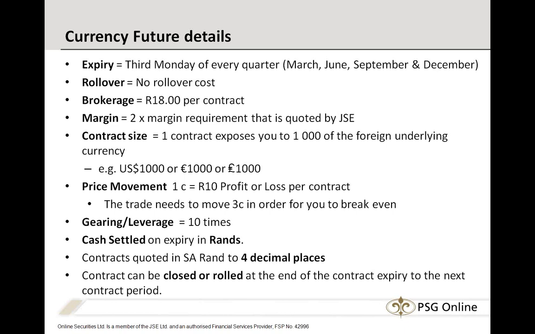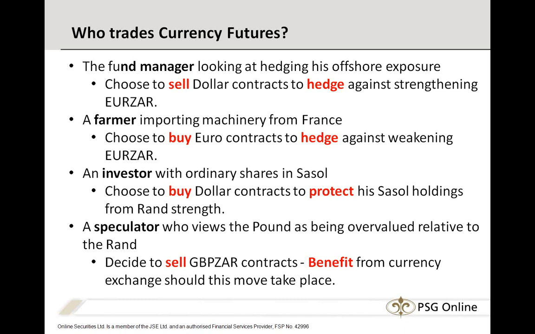So again, remember, it's a geared product. If you're putting down 10% margin, you're geared 10 times. So remember, if the market moves against you, 1 cent is 10 Rand, and vice versa. One thing you must understand about currency futures is that they are always settled in Rands, and they're always quoted to 4 decimal places. They're either closed or rolled over, so you need to make a decision. You're going to close it out, or the default position will be that it is automatically rolled over to the next contract.